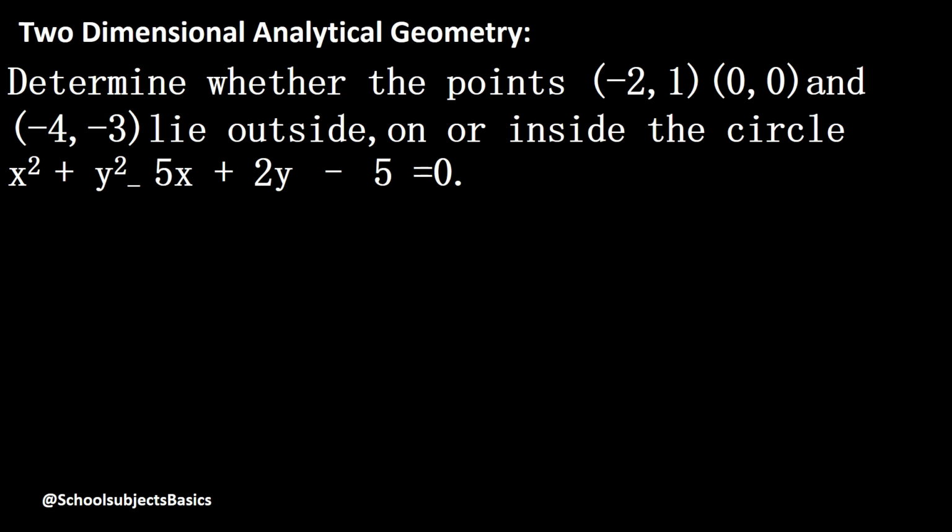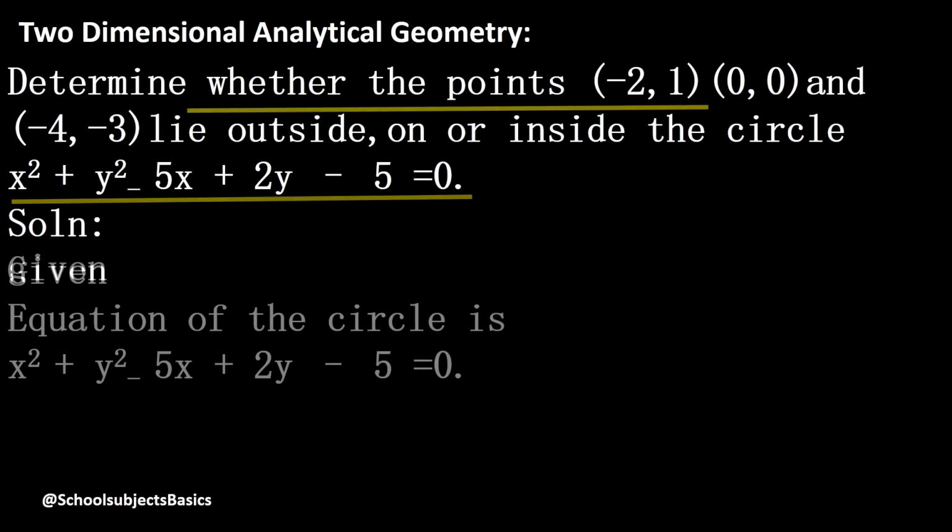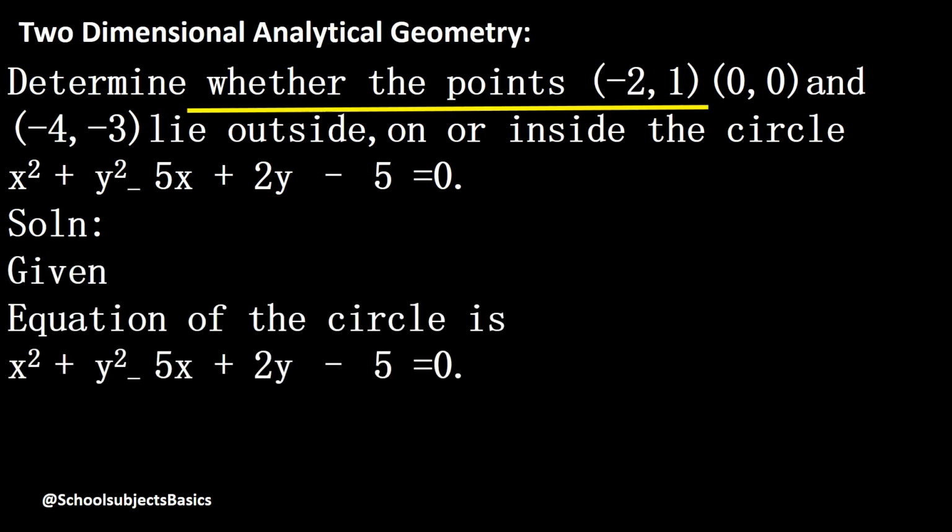The circle equation is given as x square plus y square minus 5x plus 2y minus 5 is equal to 0. If you read the question once again, we have to find whether the point lies inside, outside or on the circle. So we can write the solution: the given equation is x square plus y square minus 5x plus 2y minus 5 equal to 0, that is the equation of the circle.